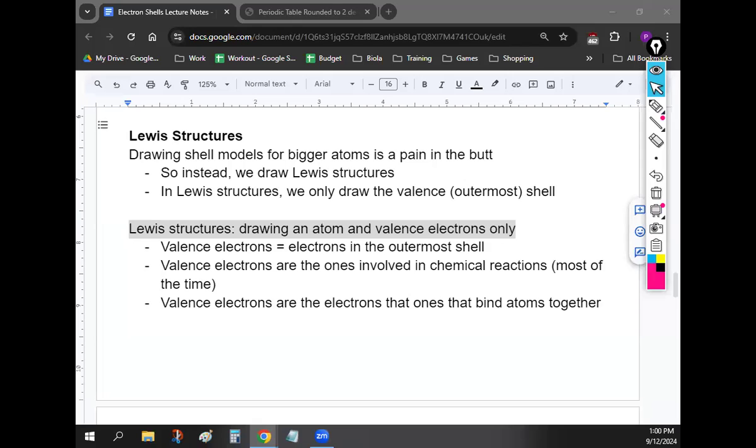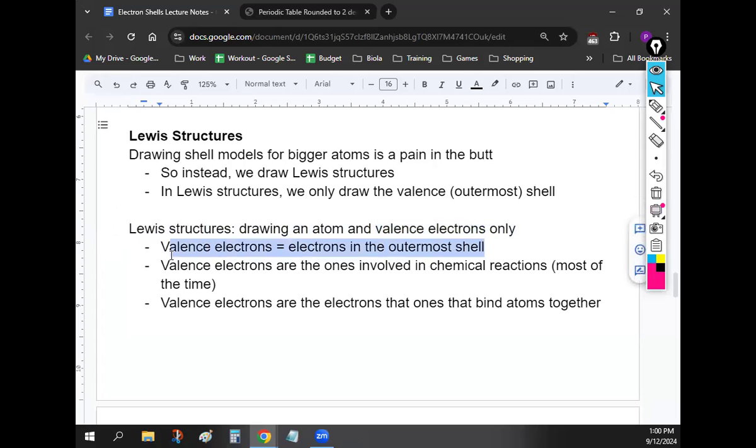So again, instead of drawing the big shell structures, if there are multiple shells, we draw something called a Lewis structure. Let's talk about what a Lewis structure is. It's where you draw only the valence electrons. I want you to write this part down as well. The valence electrons are the electrons on the outermost shell. So copy that down.